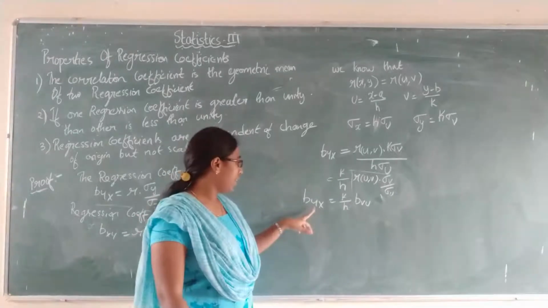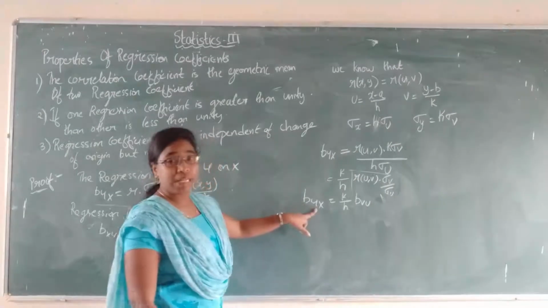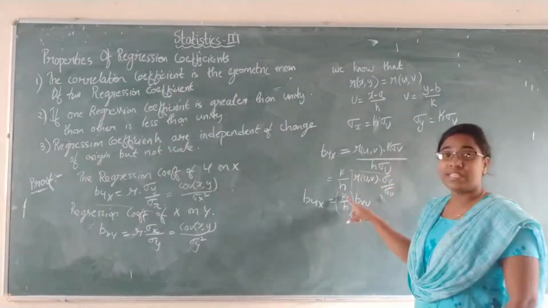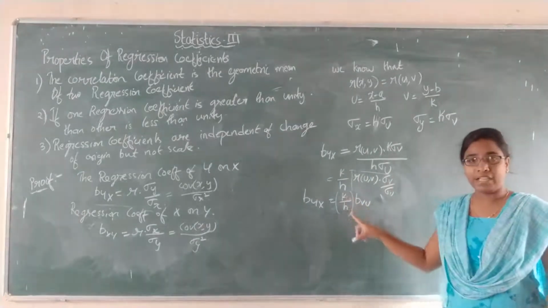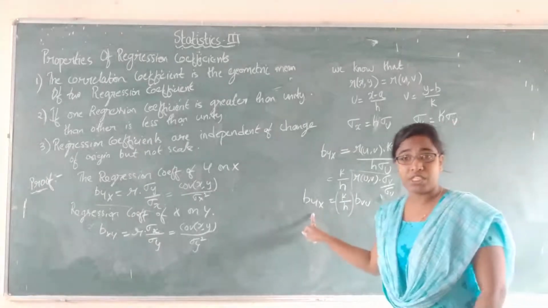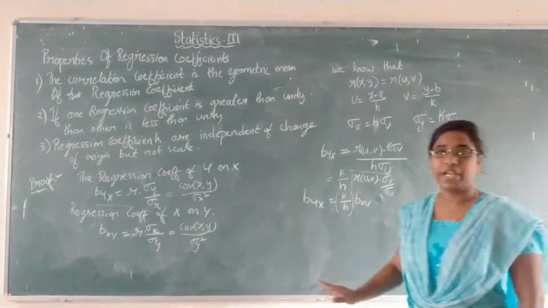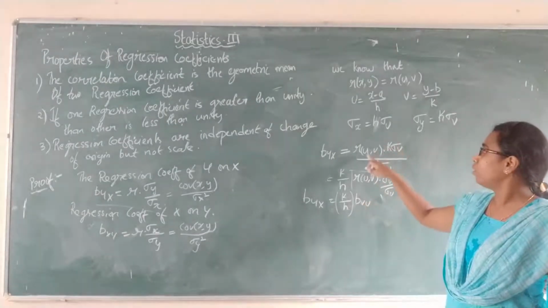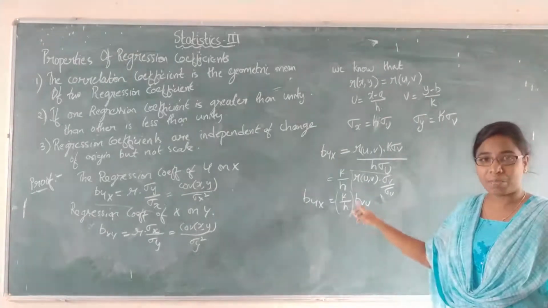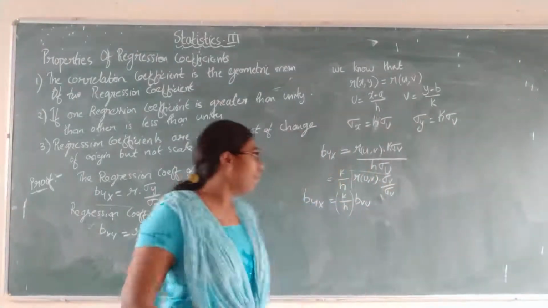So you are getting b_yx related to b_vu, but whatever the b_yx values are, if you change, they are dependent on the scales. What are this k and h? K and h are the scales, right? So your regression coefficients are dependent on the scale values. They are independent of change of only the origins, but scale values are present. That means it is dependent on the scale value.